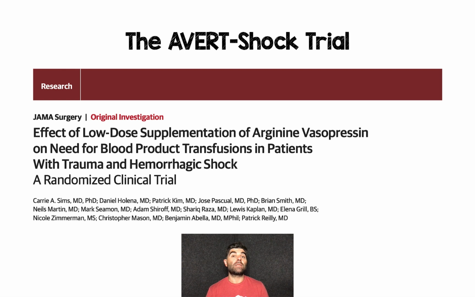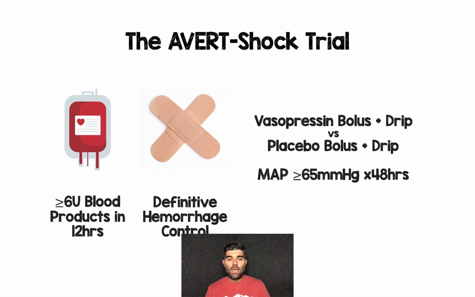Now, there is one randomized clinical trial looking at this matter, and it's called the AVERT-Shock Trial. And it looked at low-dose supplementation of vasopressin on need for blood product transfusions in patients with trauma and hemorrhagic shock. It wasn't a very big one, but basically to be enrolled into this trial, you had to have greater than or equal to 6 units of blood products in 12 hours. You had to already have definitive hemorrhage control. And then after that, you got randomized to vasopressin as a bolus plus a drip versus placebo bolus plus a drip. And the MAP that you were targeting was greater than or equal to 65 millimeters of mercury for at least a continuous 48 hours.